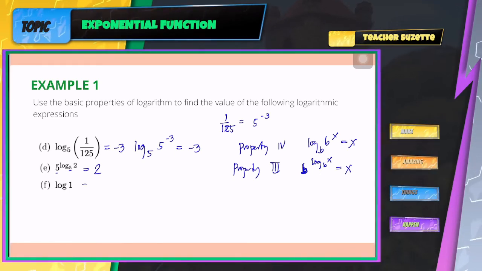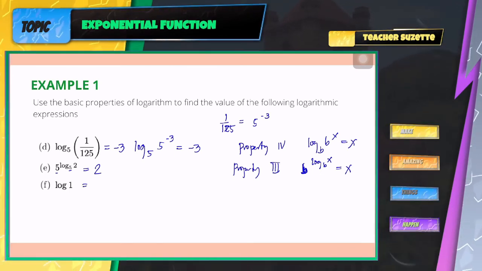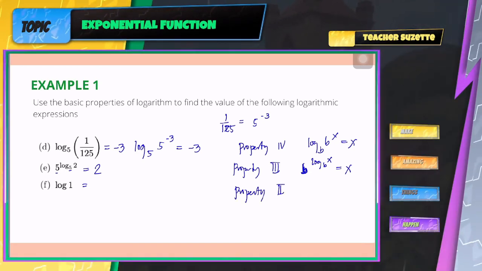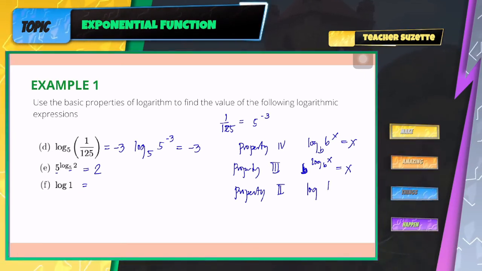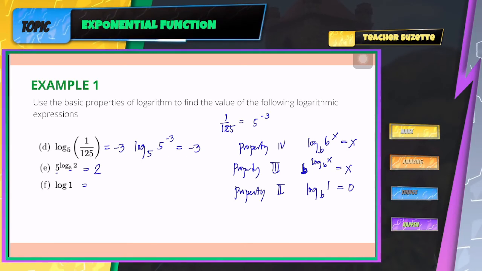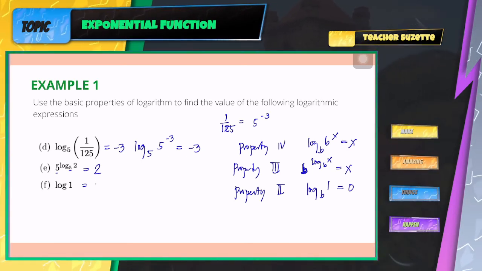And lastly, we have the logarithm of 1. Using our property number 2, which is the logarithm of 1 base b is equal to 0, therefore, the logarithm of 1 is equal to 0.